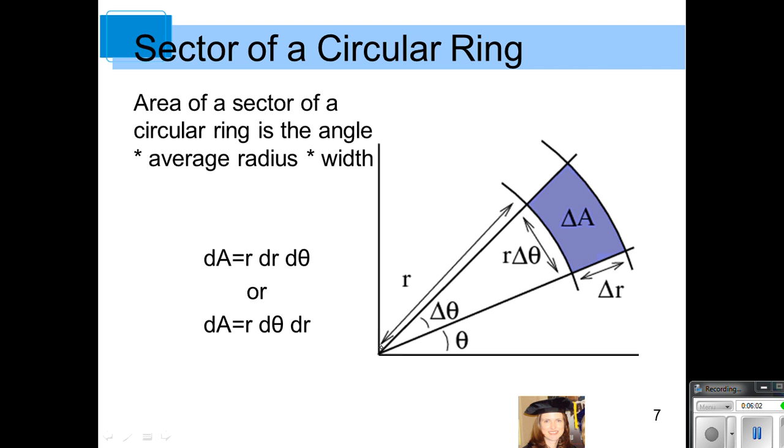Our radius, we go from the center to the circular ring. The differential r, that's your little change in the radius. And then your differential theta, that's your change in the angle. So differential area for this chapter is going to be r times dr d theta, or r times d theta times dr. When we substituted the differential area in the previous section, we found that dA was either dy dx or dx dy. Now in polar, it's going to be r dr d theta or r d theta times dr.